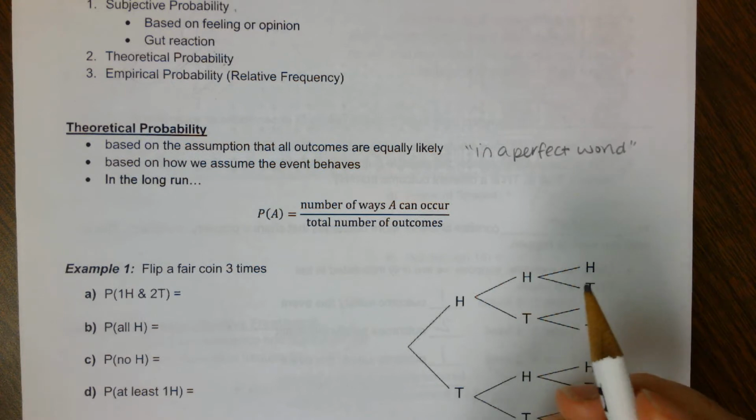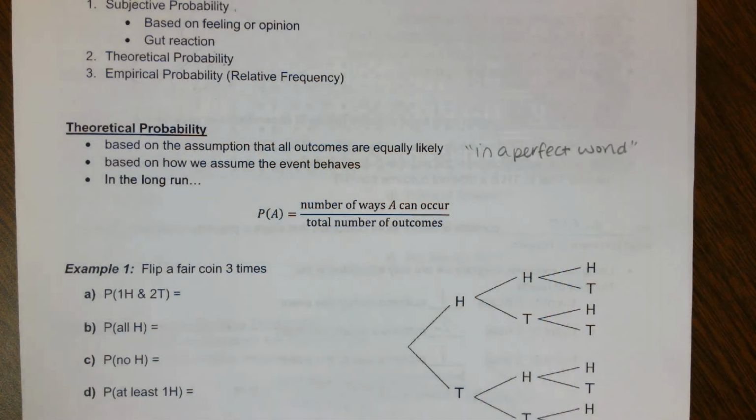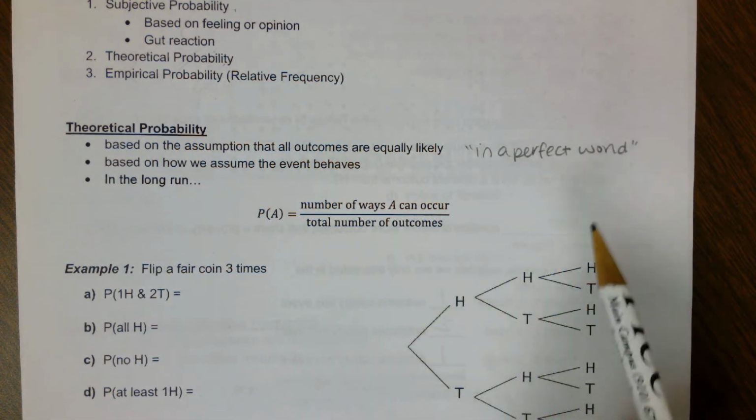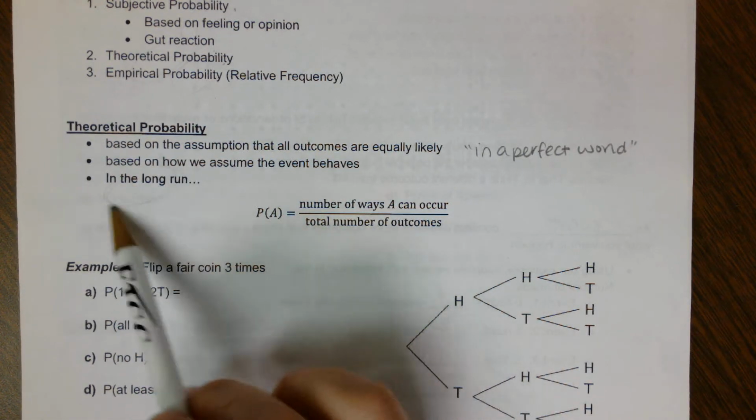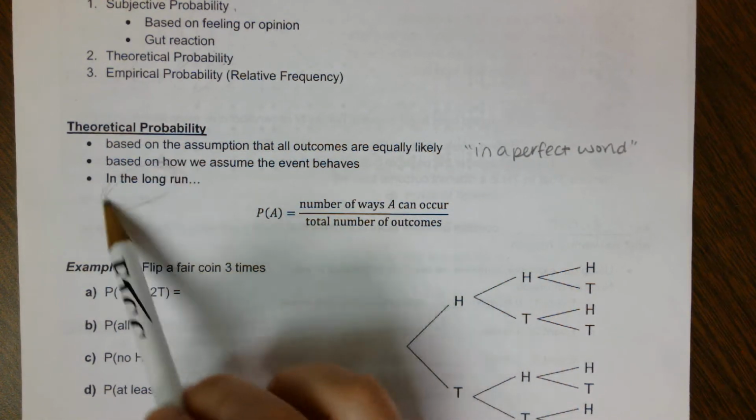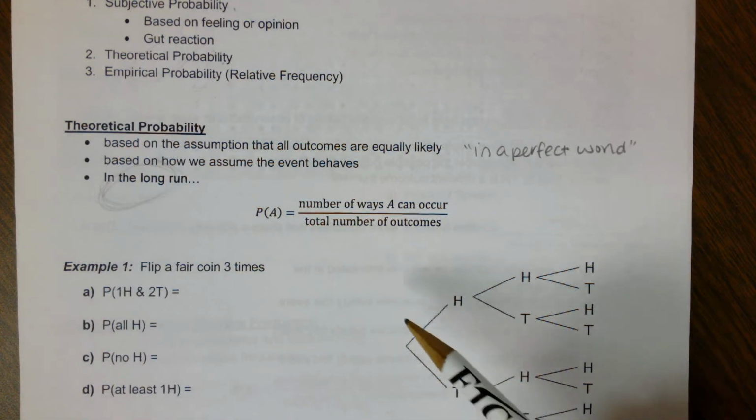Because in the real world, we have all sorts of things that are going to affect how something happens. So think about a coin toss: the wind would make a difference, how old the coin is would make a difference, how we flipped it could make a difference, right? So there's all sorts of different variables. This is just in a perfect world, this is what would happen. It also means in the long run, and we'll talk more about this in the next section.